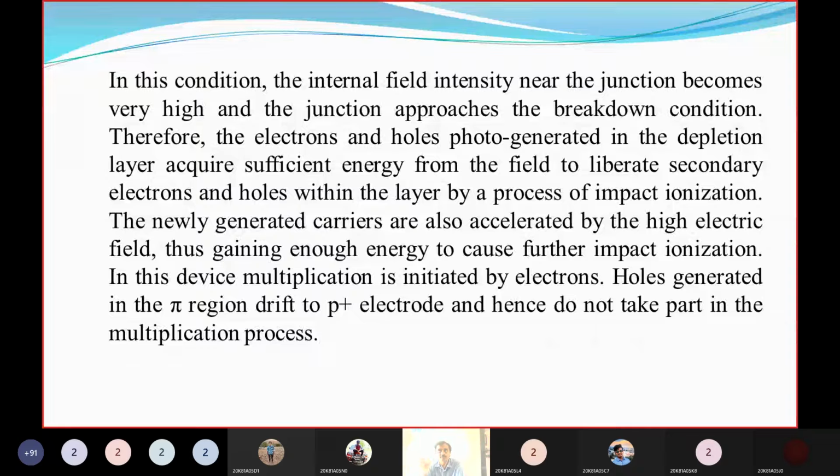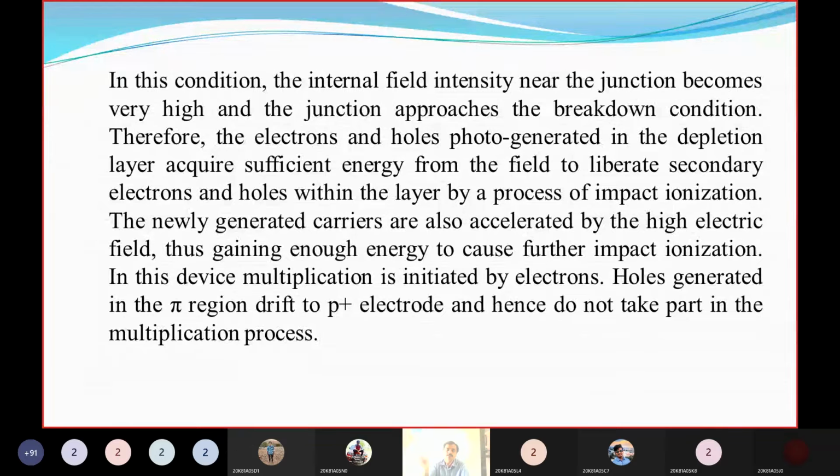Same here. At the breakdown condition, avalanche breakdown will occur. Due to that avalanche breakdown, a huge amount of current flows in the circuit. What is the reason for the huge current? More electrons will be released at a time.